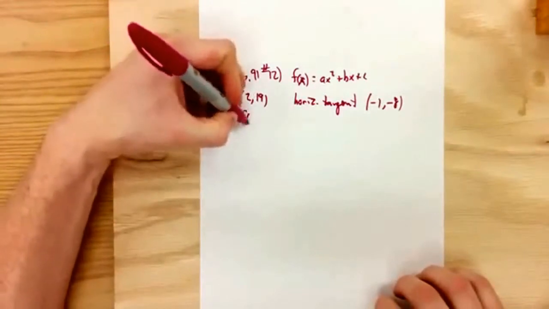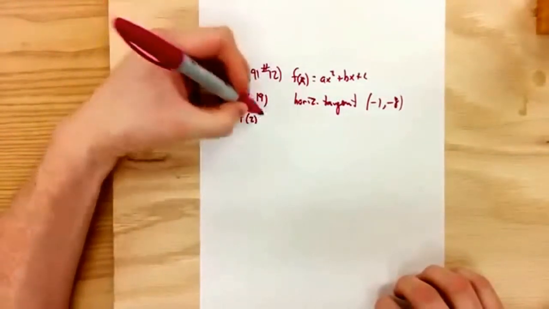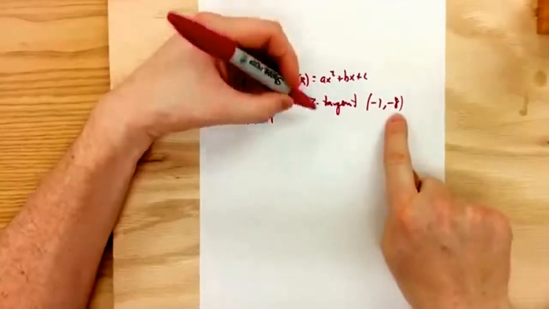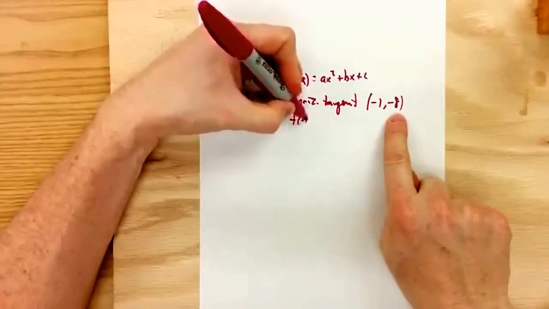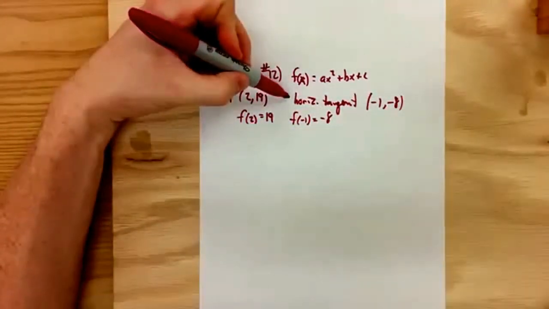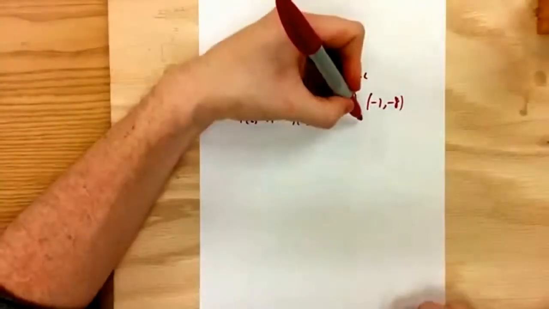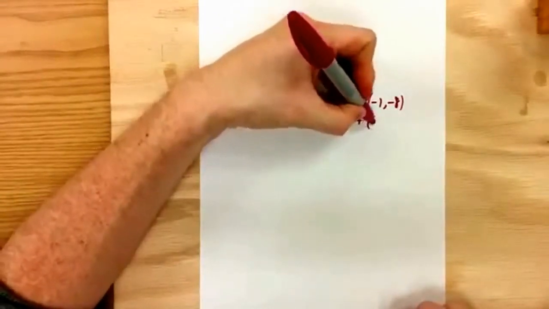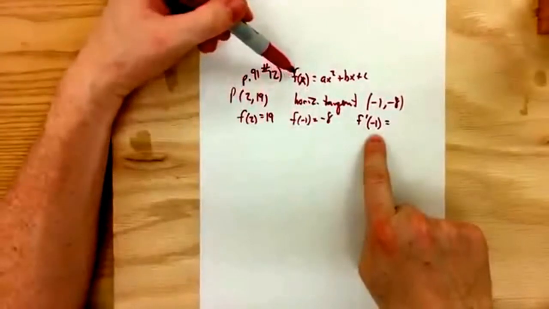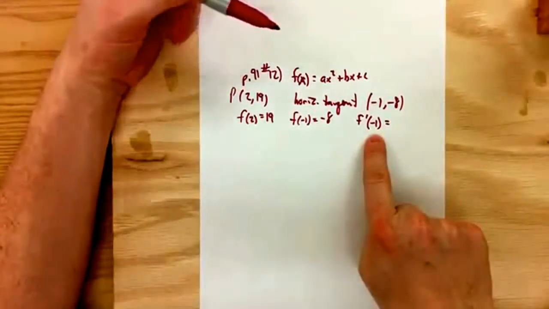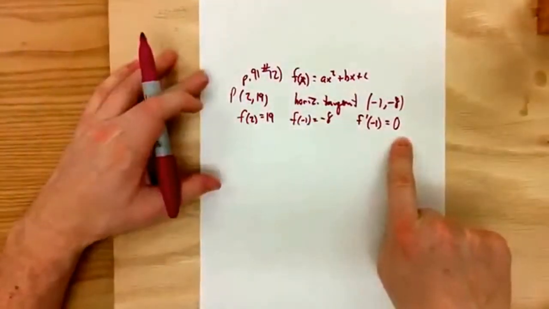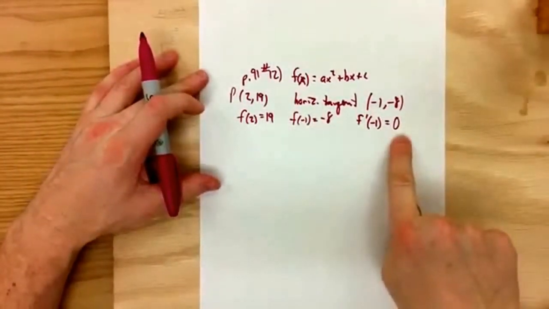So what we know is that f(2) equals 19. We know just from looking at this that f(-1) equals -8. And because it's got a horizontal tangent, we know that f'(-1), the slope of the tangent at -1, is 0, because that's what the slope of a horizontal line is. So we have those three pieces of information here.